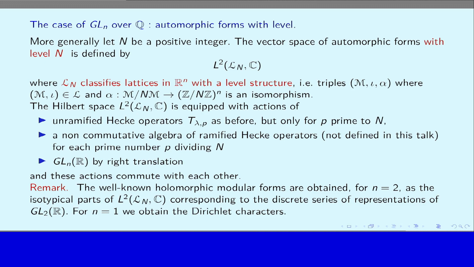The well-known holomorphic modular forms are obtained as the isotypical part corresponding to the discrete series representation of GL2(R) in the case where n equals 2. And for n equal 1, the automorphic forms with level are the Dirichlet characters.